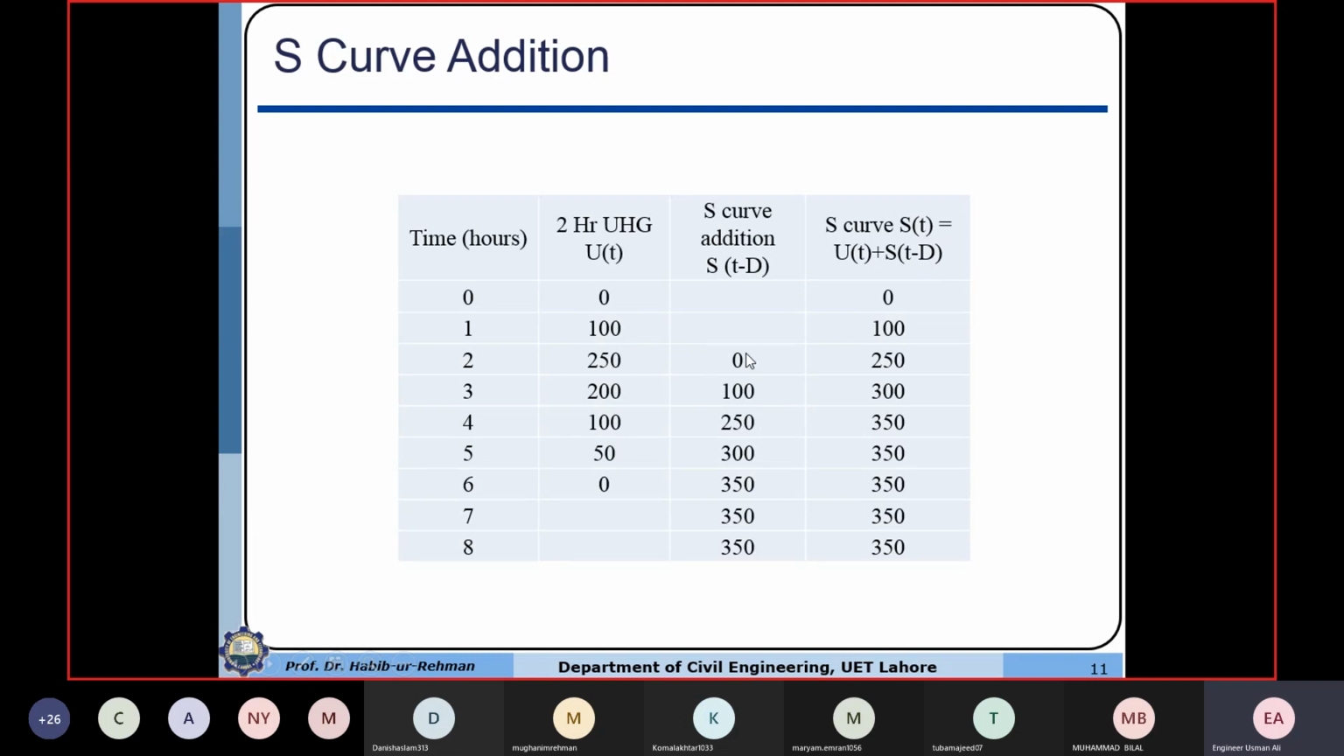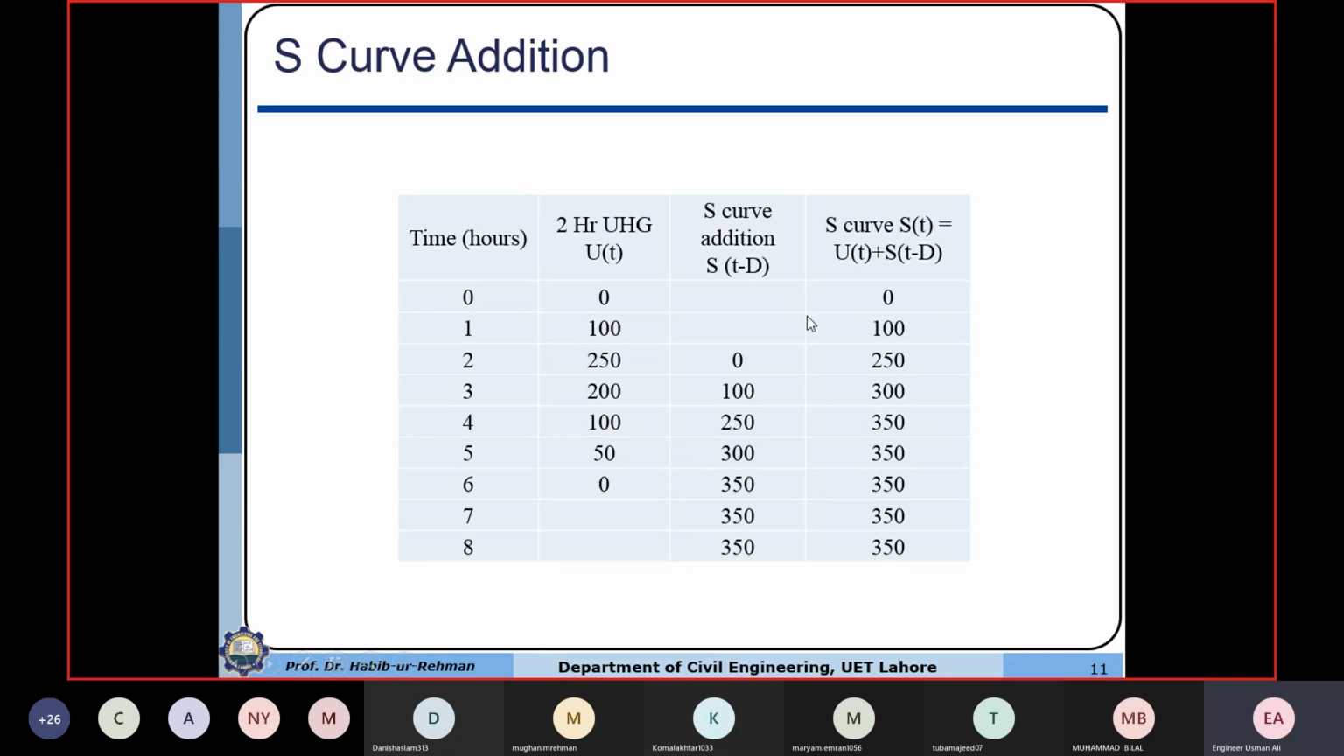For the third row of this column, S curve addition, S(T minus D), T is 2, D is 2, so S0. So it means that this row must be equal to S0, that is the first ordinate of the S curve. We put 0 over here. Now what will be this? This is 250 plus 0, that is 250. For the next, T is 3, D is 2. So this row of the S curve addition must be equal to S1. So that will be 100, and this S is 200 plus 100, that is 300.